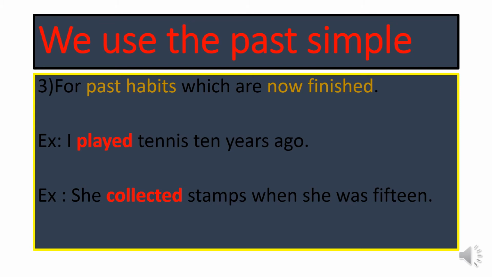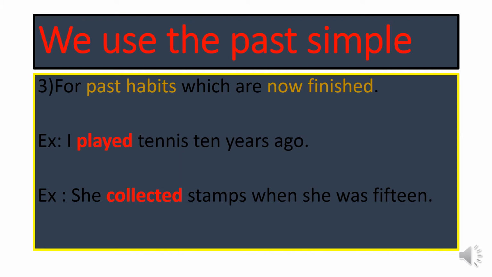In the other example, she collected stamps when she was 15. That means she used to collect stamps in the past, but she stopped doing that now. Or when she was 15 years old, she used to collect stamps and she stopped doing it now. So the third usage of the past simple tense is for past habits which are now finished.